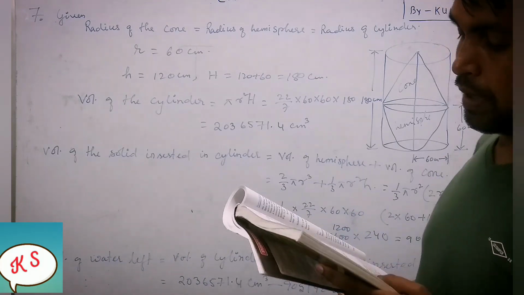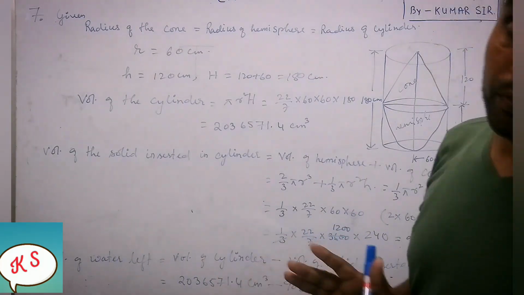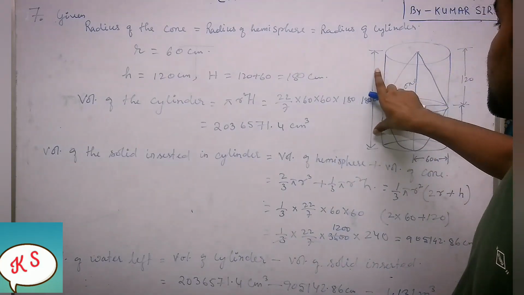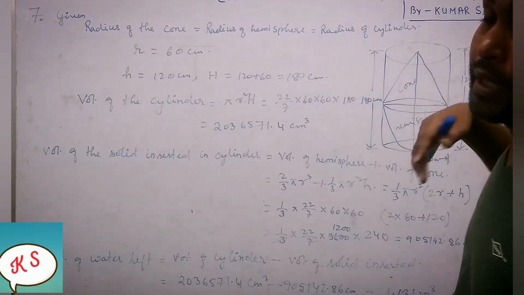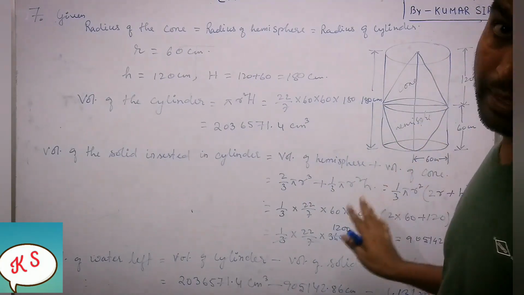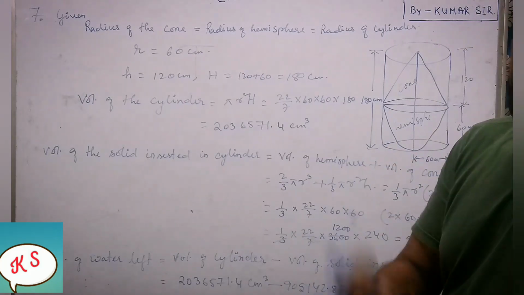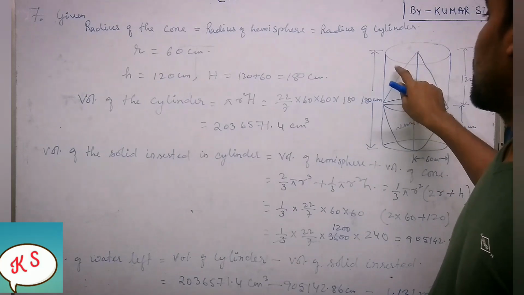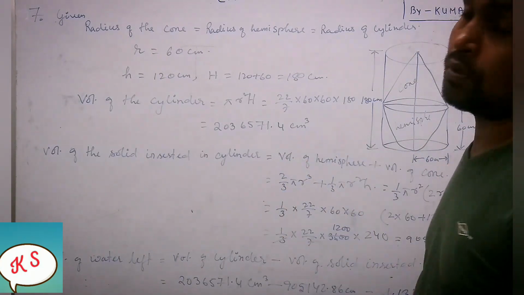Find the volume of water left in the cylinder if the radius of the cylinder is 60 centimeter and its height is 180. So the radius of the cylinder is 60, and the height of the cylinder is 180. Now when we pour it inside, we are asked to find the water which will be left inside, because the volume of this cone and hemisphere, that much volume of water will go out. Whatever is left is the volume of water left inside. That is what they are asking us to calculate.